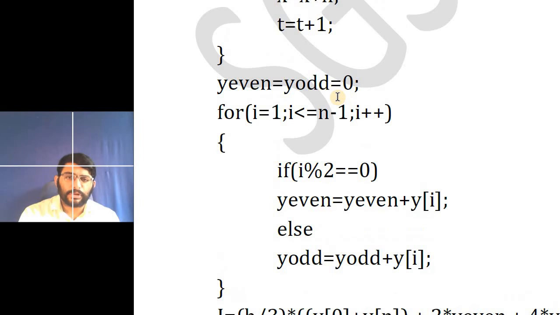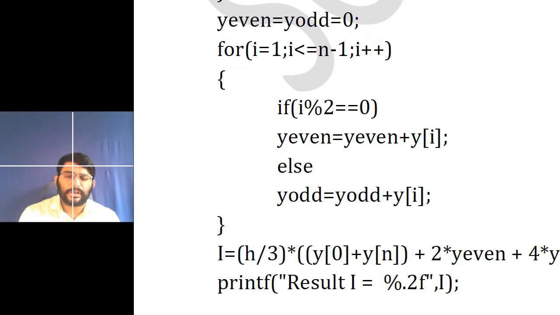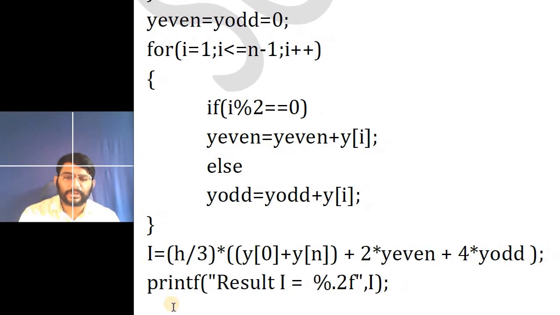Now finally what should we do? We should substitute the values in the given equation. Now let us check the equation. I is equal to h divided by 3 into y0 plus yn, starting value plus last value, plus 2 into y even plus 4 into y odd. Now what is this even and odd? All y values which are even, and this is all y values which are odd. Now let me check what is y even and y odd.